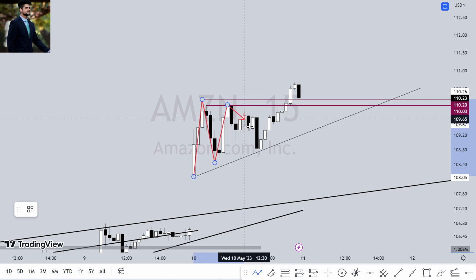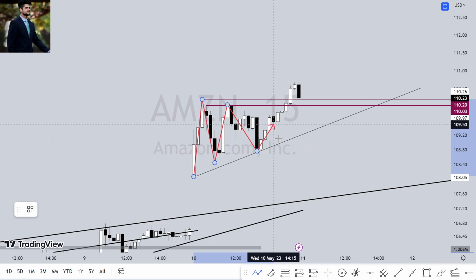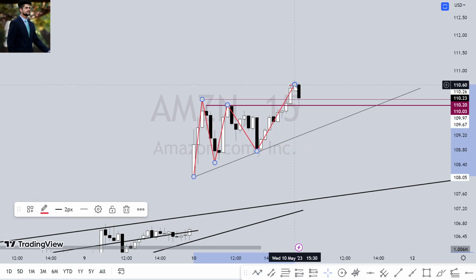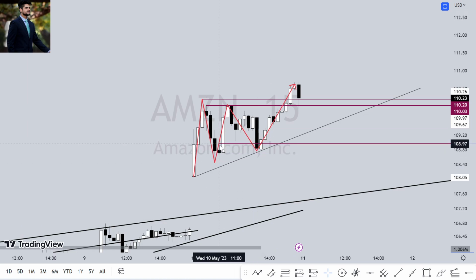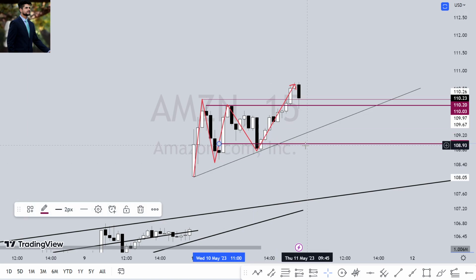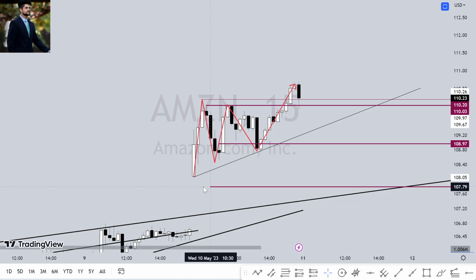I should have taken this trade. I should have sold around 109. This came to 110, and I should have sold it around here. I'll just show you. This could have been the target, in other words 109, and this could have been the entry, 110. This could have been the stop loss.